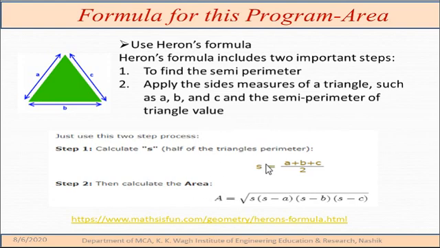For calculating the semi-perimeter, we use the formula S equal to A plus B plus C divided by 2. As we saw for the perimeter, we add all the sides, and here we are calculating the semi-perimeter, that's why we divide it by 2. Then that S value is used while calculating the area. For calculating the area, we use the formula square root of S into (S minus A) into (S minus B) into (S minus C). Likewise, we calculate the area of the triangle.